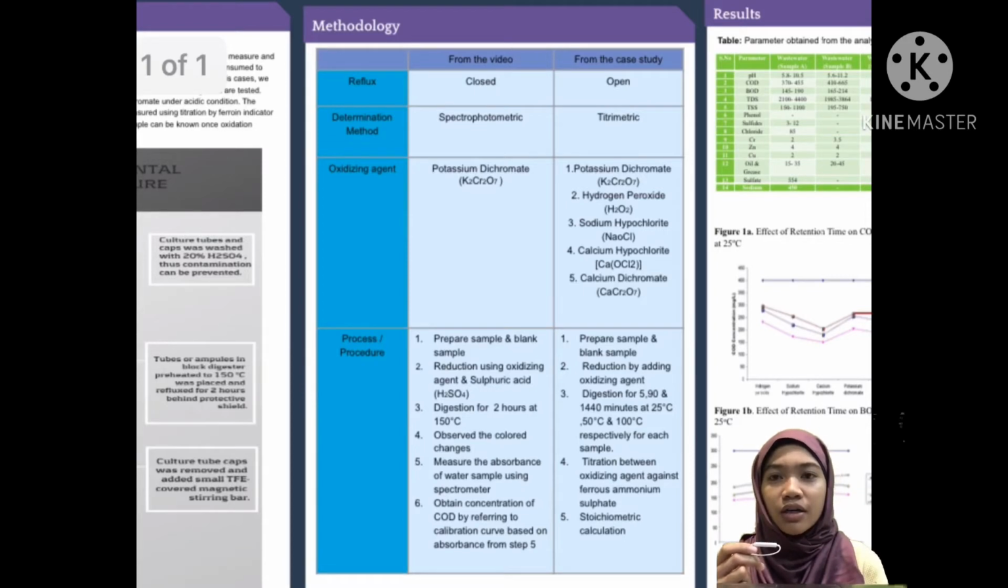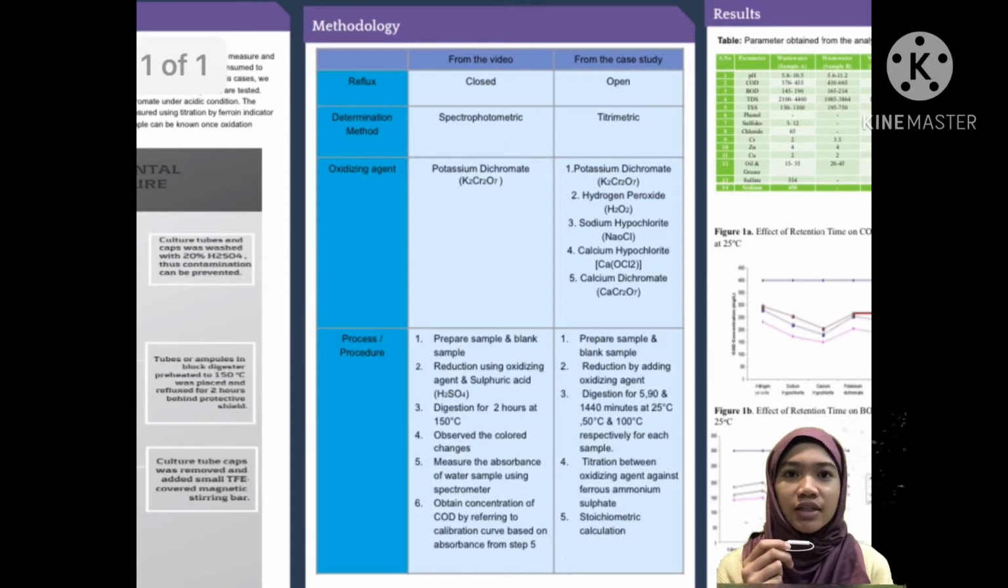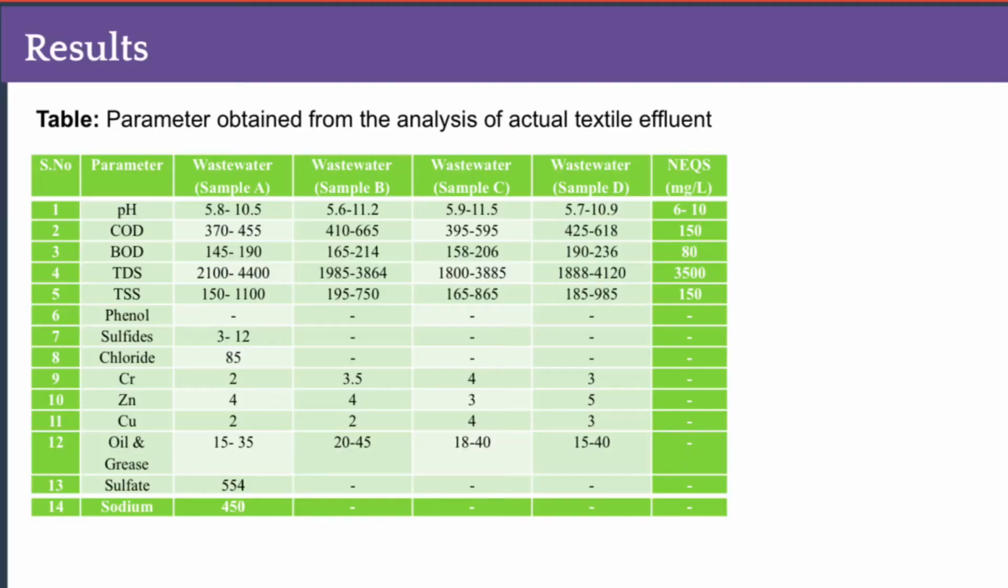Meanwhile, the procedure for the video, first we prepare the sample and blank sample, same as the case study, and then reduction by oxidizing agent and adding the sulfuric acid, and undergo digestion for 2 hours at 150 degrees Celsius, and observe the color, and then measure the COD by using the calibration curve.